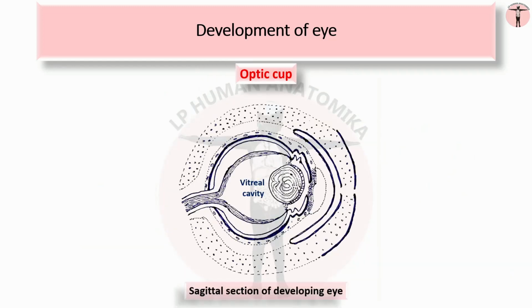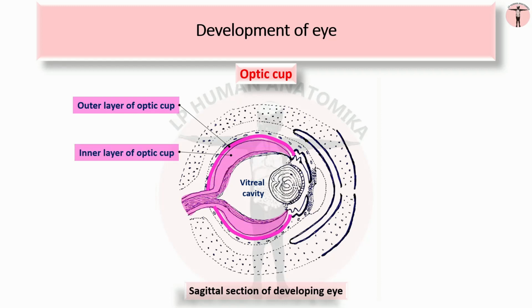We have seen the development of the optic cup and how it acquires two layers. Now these two layers of the optic cup are called the outer layer or deep layer, which is close to the mesenchyme, and the inner layer or the superficial layer, which is close to the developing lens. Further, the outer and inner layers are divided into a posterior 4/5 part and an anterior 1/5 part.